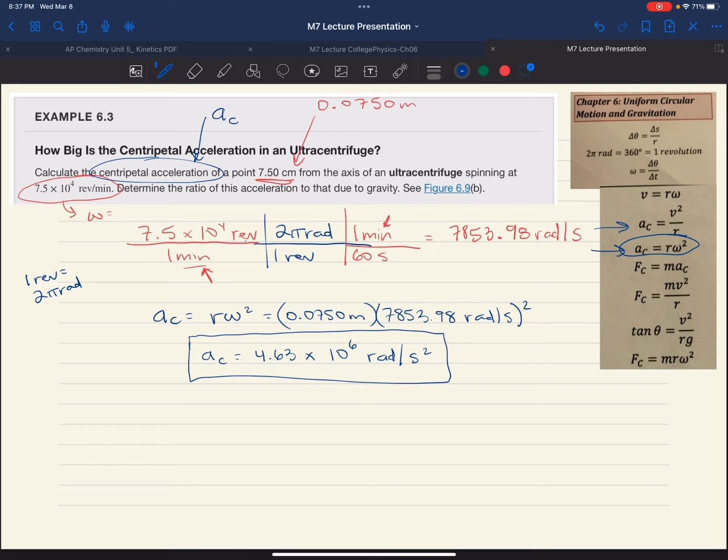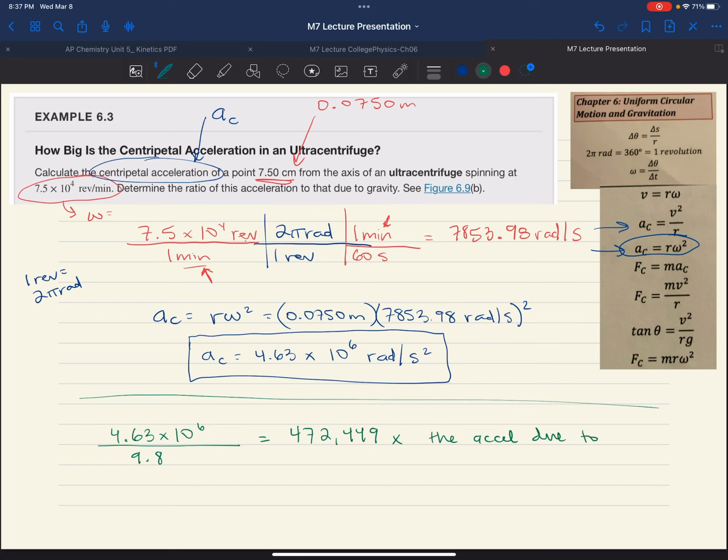And then it wants us to determine the ratio of this acceleration to that due to gravity. Ooh, okay. So for that part, we would just take our value, the one we just got, so 4.63 times 10 to the 6th. Remember, a ratio is like a fraction. Gravity is 9.8. You can already see that this is going to be a massive difference. You get approximately 472,449 times the acceleration due to gravity. That is a lot. Okay, there are the first two problems.